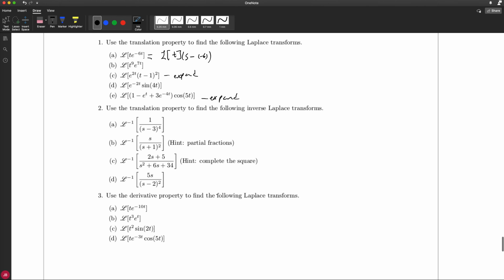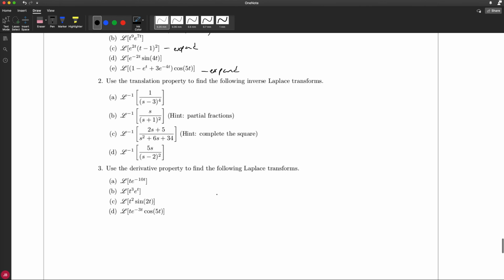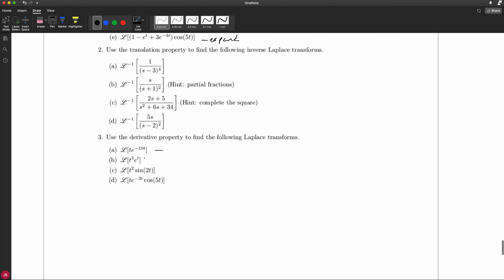And now here we're going to use the derivative property. So this one, let's just talk about the first one, for example. Every time you see an extra factor of t, this is minus 1 to the first times the derivative of the Laplace transform of e to the minus 10t. And now look on your chart. You know what the Laplace transform of e to the minus 10t is. So take the derivative of that and multiply by negative 1 to the first, right?